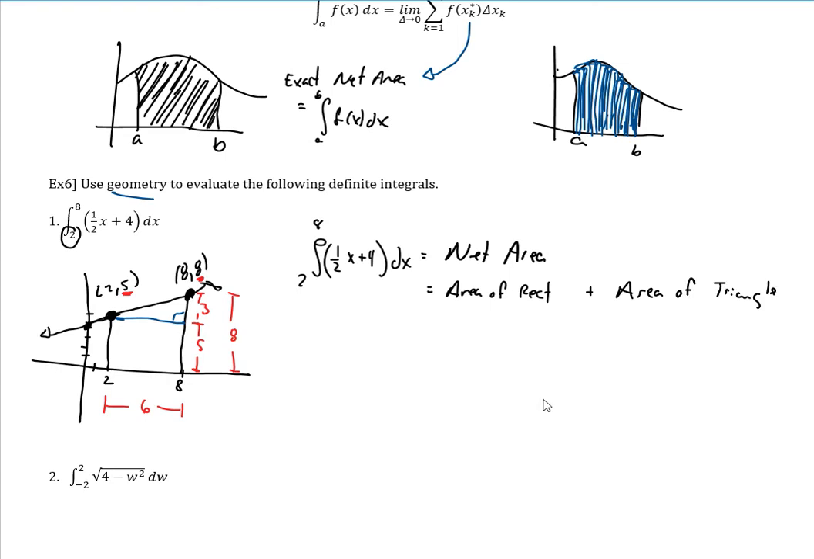And then we'll just use our formulas. So the area of a rectangle is your base times your height. Well, it looks like it would be 6 times 5. Okay, so we have 6 times 5, and then plus the area of the triangle.